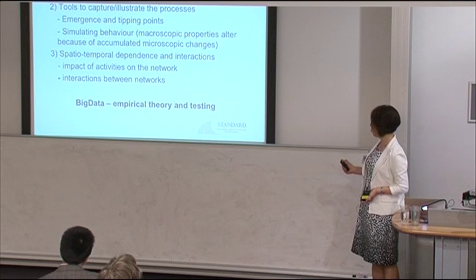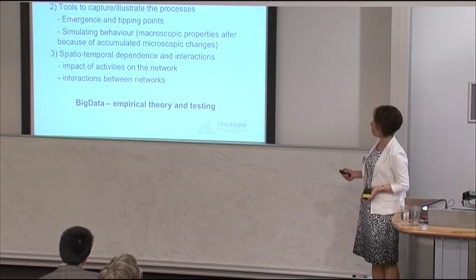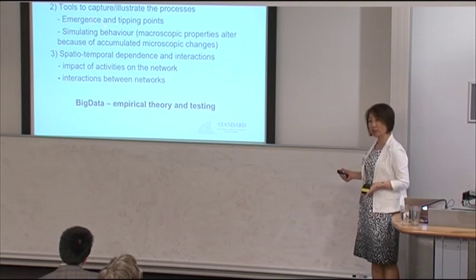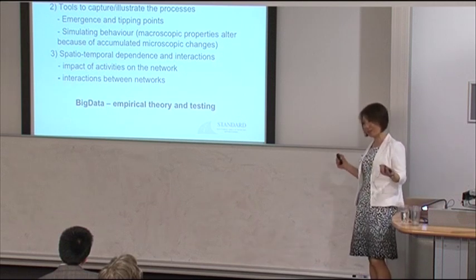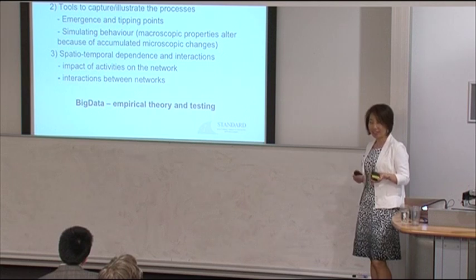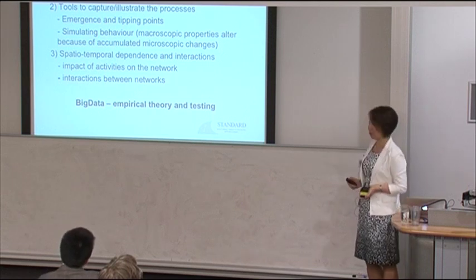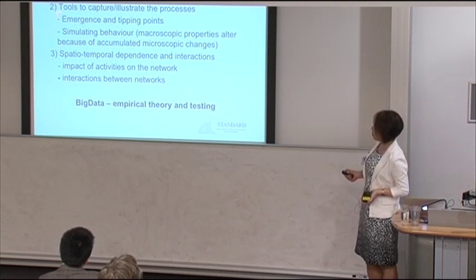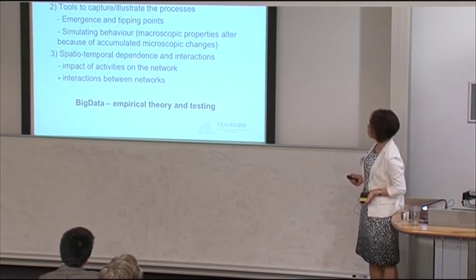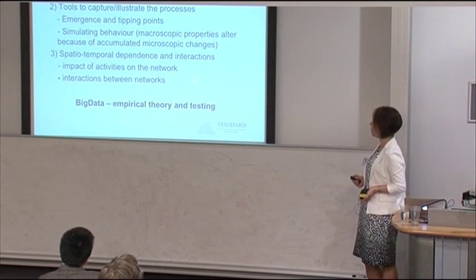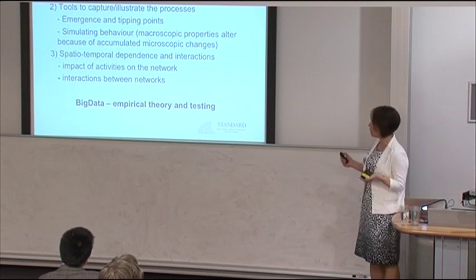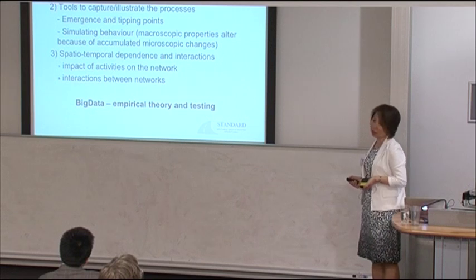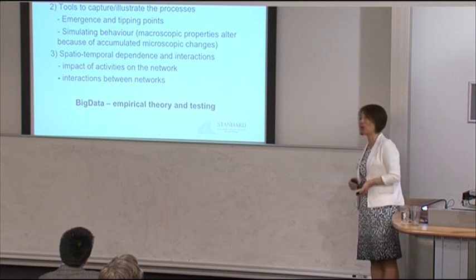And most importantly, we would like to capture or demonstrate the process to get the emerging pattern or capture the tipping point, before things get really, really bad, before the virus has fully spread across the network. Can we do something, stop it, or mitigate it? We'll talk more on that, simulated behavior. In terms of spatial temporal dependence and interaction, we want to look at the impact of activities on the network and also to know the interactions. Of course, everyone talks about big data. You already heard about the data a lot today.